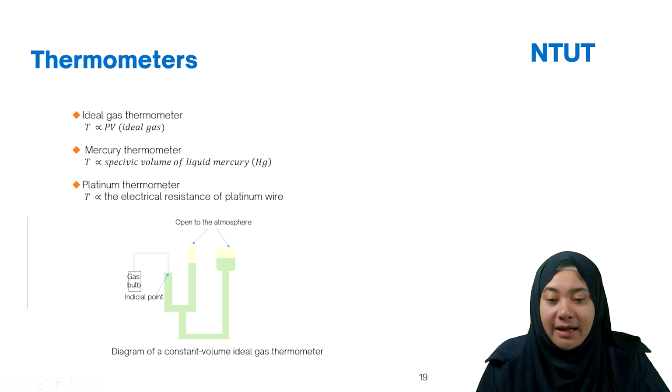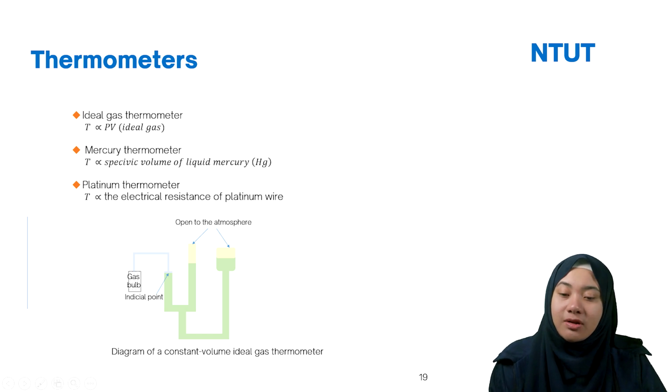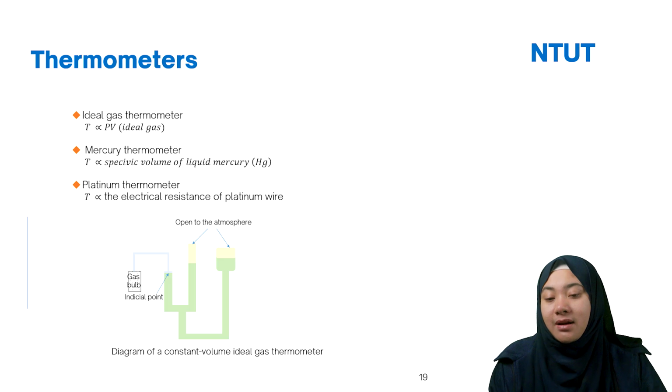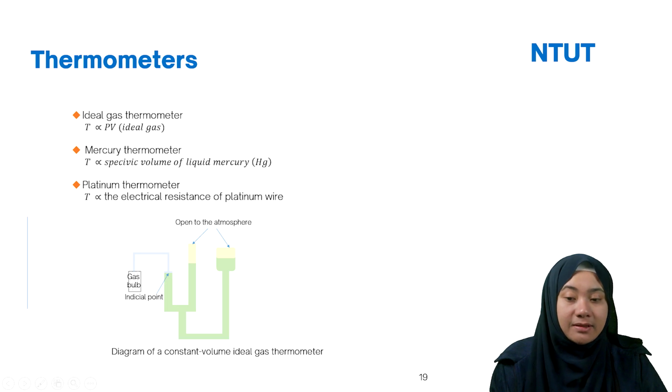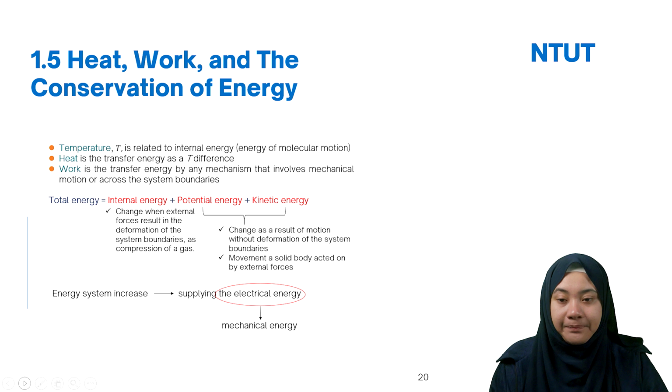And then you have the other, the platinum thermometer. This mostly uses the electrical resistance of the platinum wire. So this is a highly accurate platinum thermometer, depending on the electrical resistance. So the thermometer is practically like this. You have the open one, and based on the elevation or based on the electrical resistance, you can define the thermal, or how much the temperature is in the system.